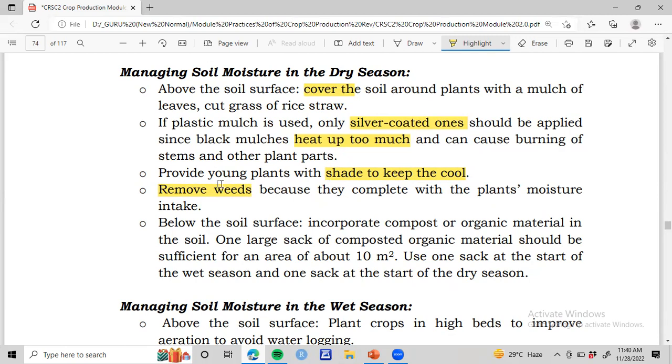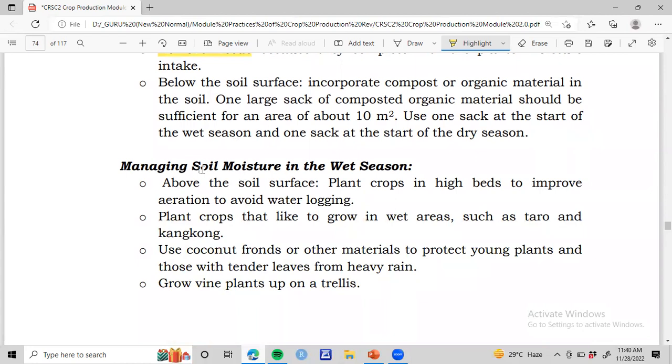Remove weeds because they compete with plants' moisture. And below the soil surface, incorporate compost and organic material in the soil. For during the wet season, okay, panahon ng tag-ulan, iangat natin yung mga beds, paasan natin yung ating mga pagtataniman, okay, para ma-improve yung aeration at hindi mababad sa tubig.